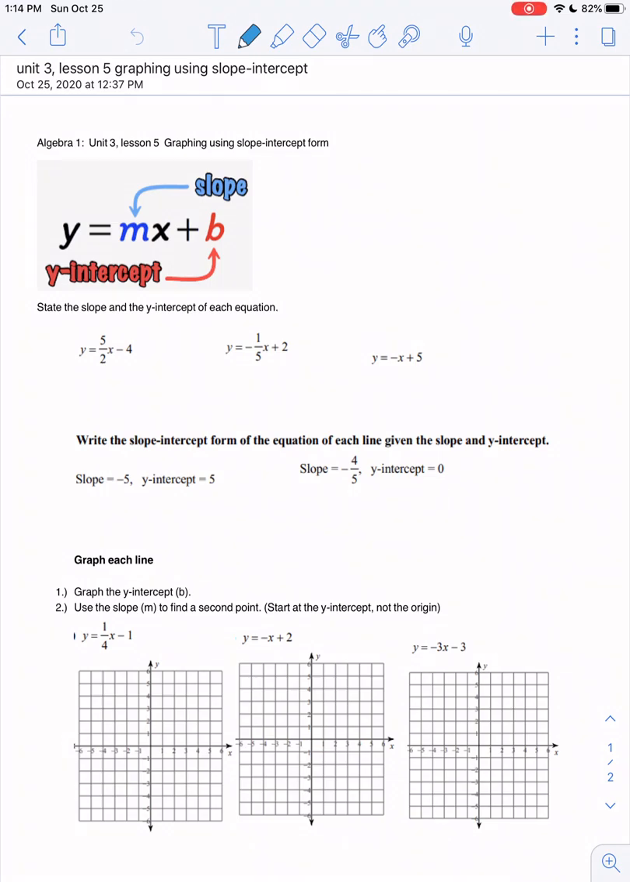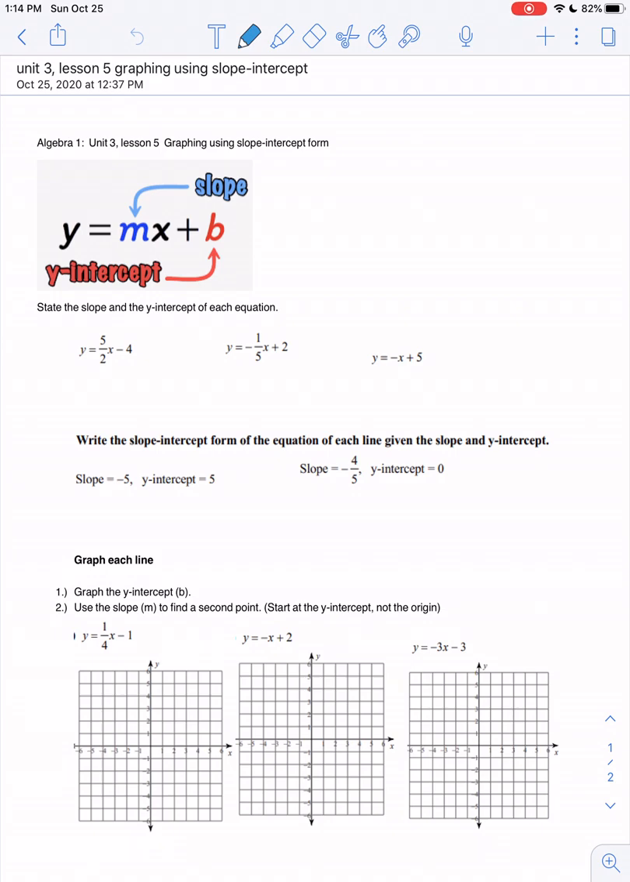This is Algebra 1, Unit 3, Lesson 5, Graphing Using Slope-Intercept. So the first thing I want to talk about is the slope-intercept form of a line. It's in the form of y equals mx plus b. We've been practicing getting y by itself, and this is exactly y. And remember, we ask you to put the x value first.